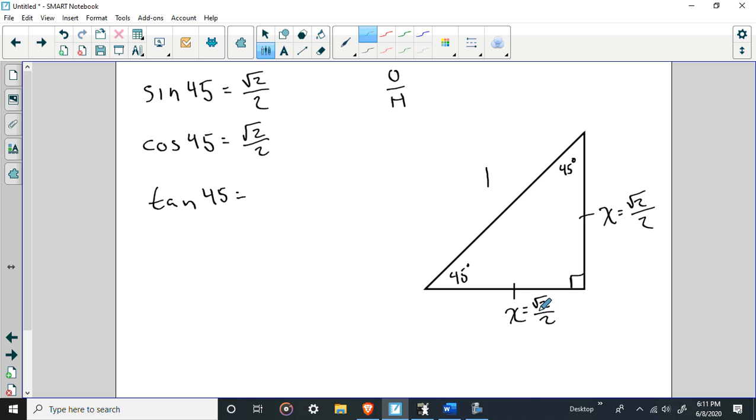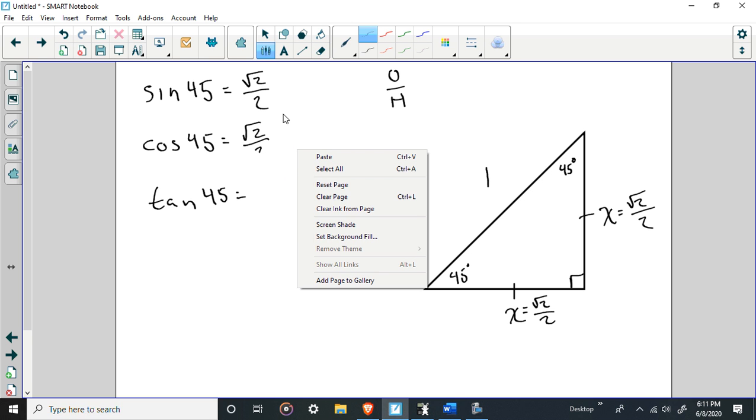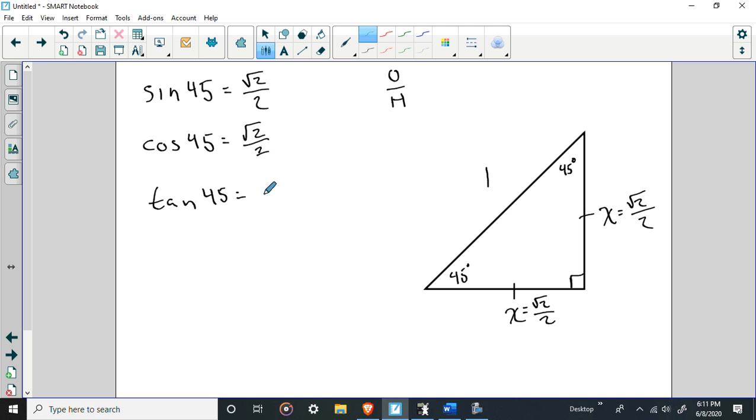Okay? And the tangent of 45 is going to be what? Opposite over adjacent. So it's going to be the square root of 2 over 2 over the square root of 2 over 2, which, believe it or not, is 1. So you know some numbers. Anything divided by itself is just 1. So what are we going to get? Tangent of 45 is going to be 1.